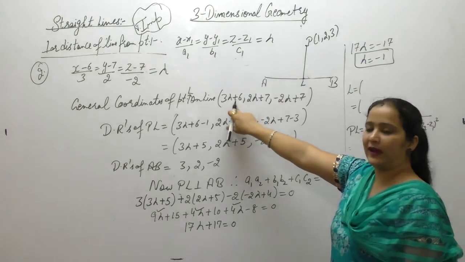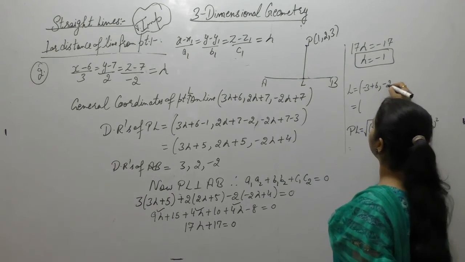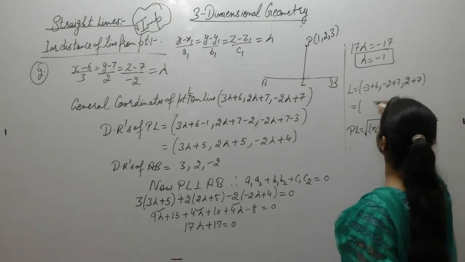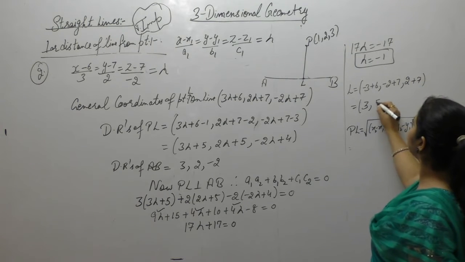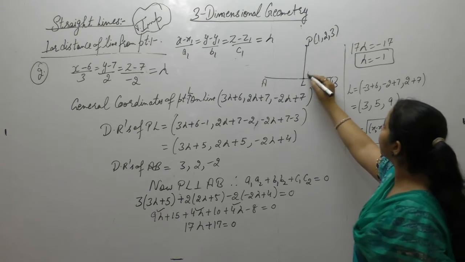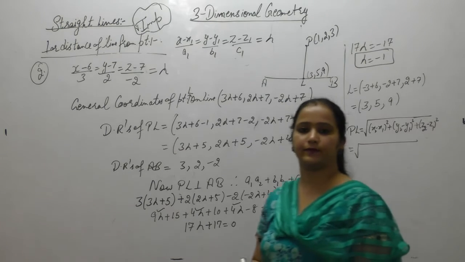Put the value of lambda here. Minus 3 plus 6, minus 2 plus 7, plus 2 plus 7. So 6 minus 3, 7 minus 2, 7 plus 2. So we get the coordinates of L as 3, 5, 9.